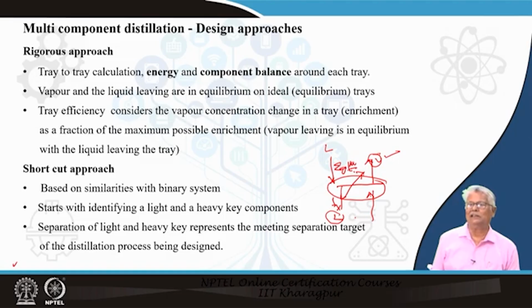We know that an ideal tray assumes equilibrium, which is not possible. So, the concept of tray efficiency has been introduced to you, and you have already used it in the case of binary distillation. The definition of tray efficiency, particularly the Murphy tray efficiency, is simple. It is basically the actual vapor composition achieved on a tray divided by the maximum it could achieve. That means, the difference is due to non-approach to equilibrium on a real tray.